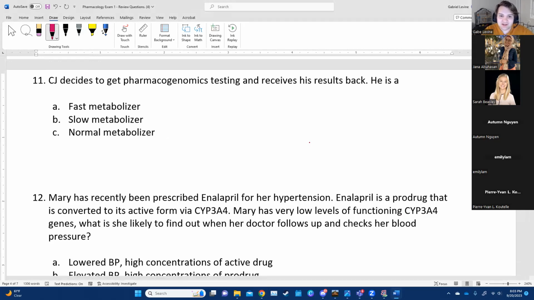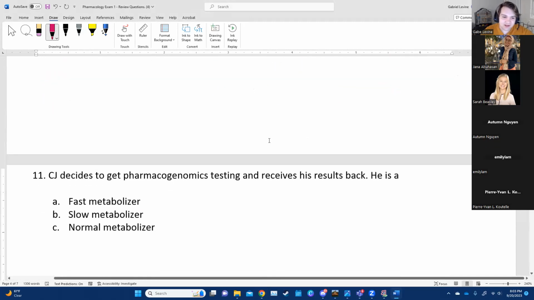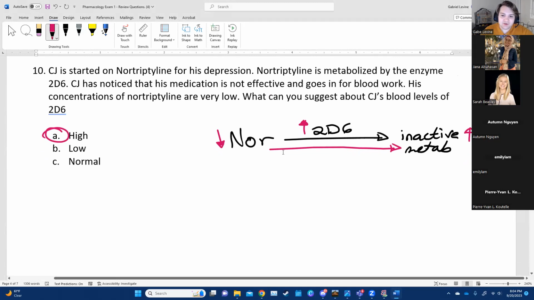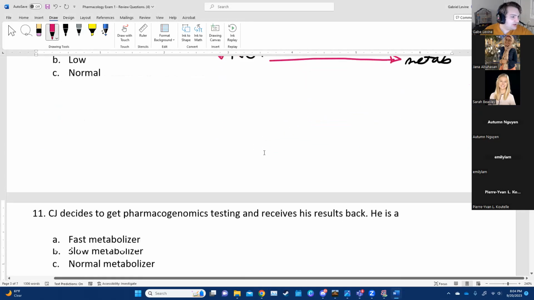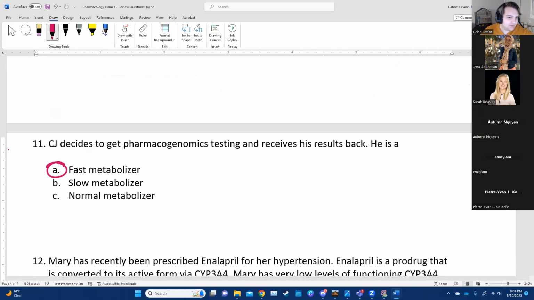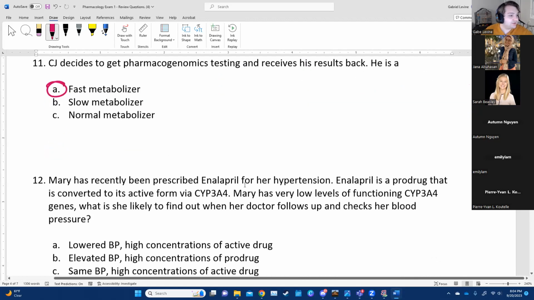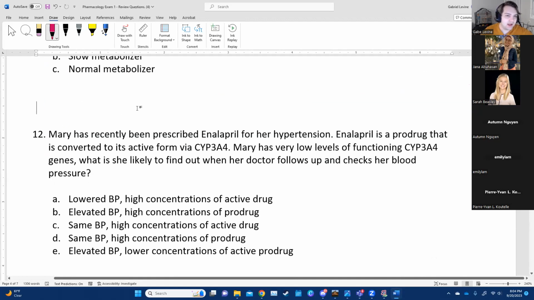CJ decides to get the pharmacogenomic testing and receives his results back. He is a blank. So if he has increased metabolism, then we can assume that he is a fast metabolizer. Go with graded unless it's specified. That is definitely, because graded is a nominal test rather than a categorical test.